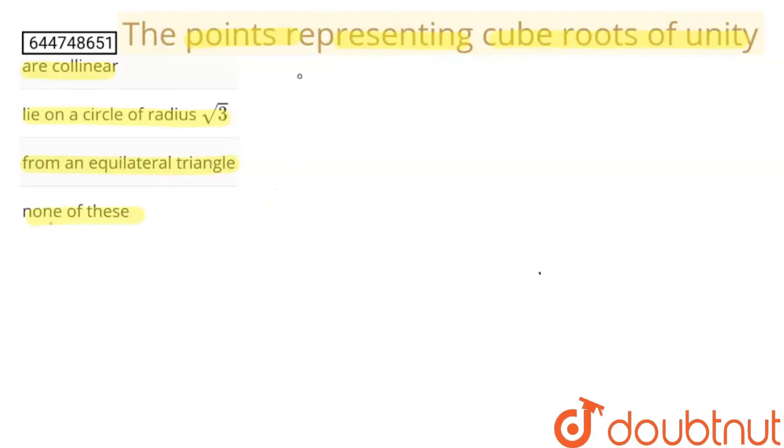See, cube root of unity. So we have to find roots of z equals 1 to the power 1 upon 3. This is the cube root of unity. Now I'm going to cube both sides. What will we get? z cube equals 1. Now this will become z cube minus 1 equals 0. Here you will see this is a polynomial in z, which means that this equation will have 3 roots. Then we have to say what those 3 roots represent.